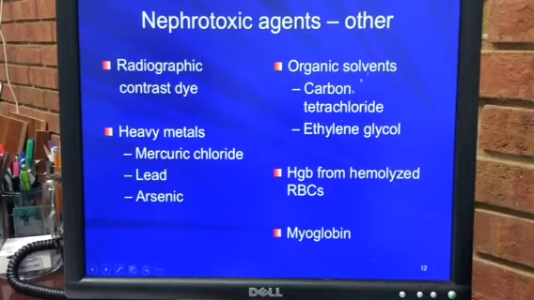Okay, that last video cut off, I was talking about hemoglobin from hemolyzed red cells. This happens if you get a blood transfusion that's not properly matched. And then myoglobin is protein in muscle. When muscle is crushed, myoglobin can be released into the bloodstream, can end up in the kidneys and damage the intrarenal component.